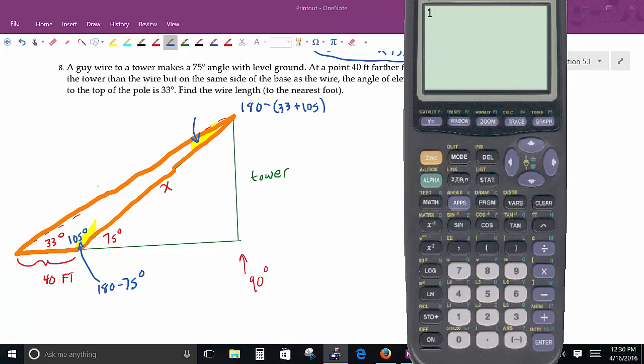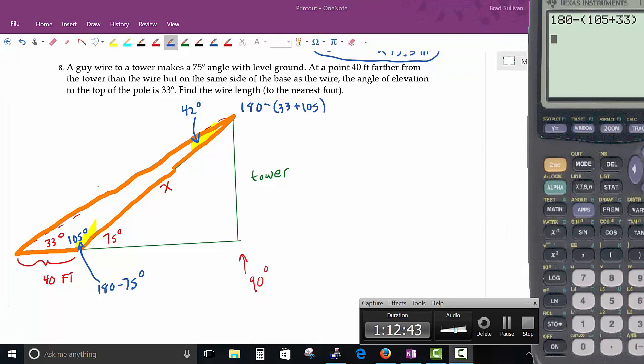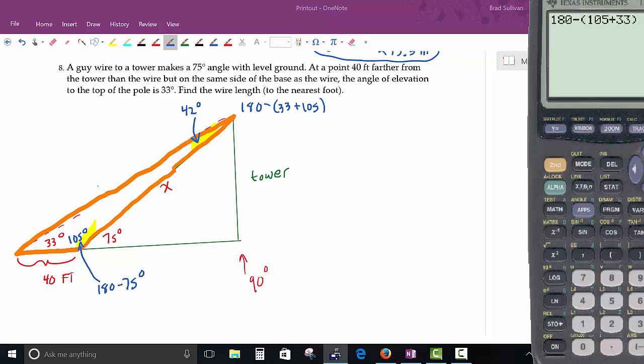So I'm going to do that next and do 180 minus the 105 plus 33, and that'll give that little leftover angle, which is 42 degrees. Okay, so now I should have enough to set up a valid law of sines proportion to finish up this problem, so that's what I'm going to go ahead and do. Let's see if we've got enough information.